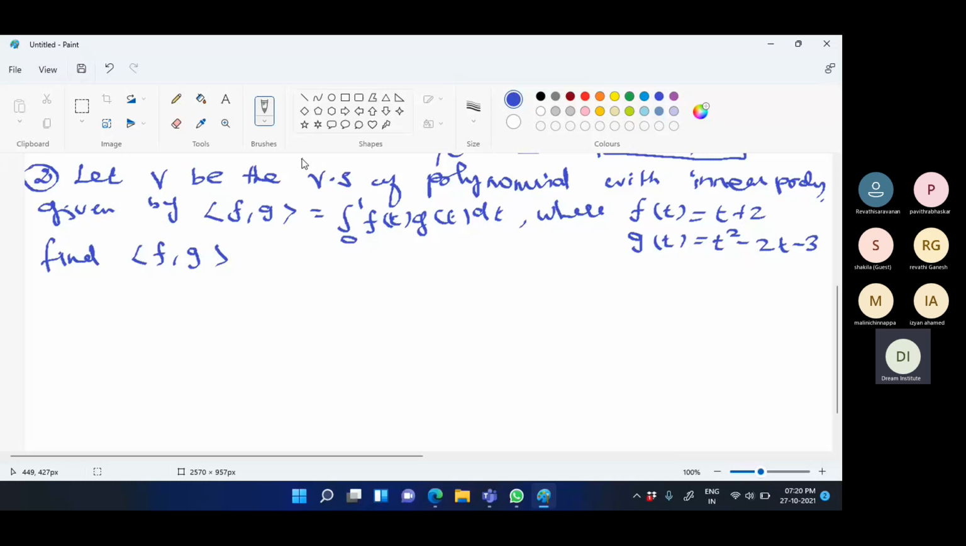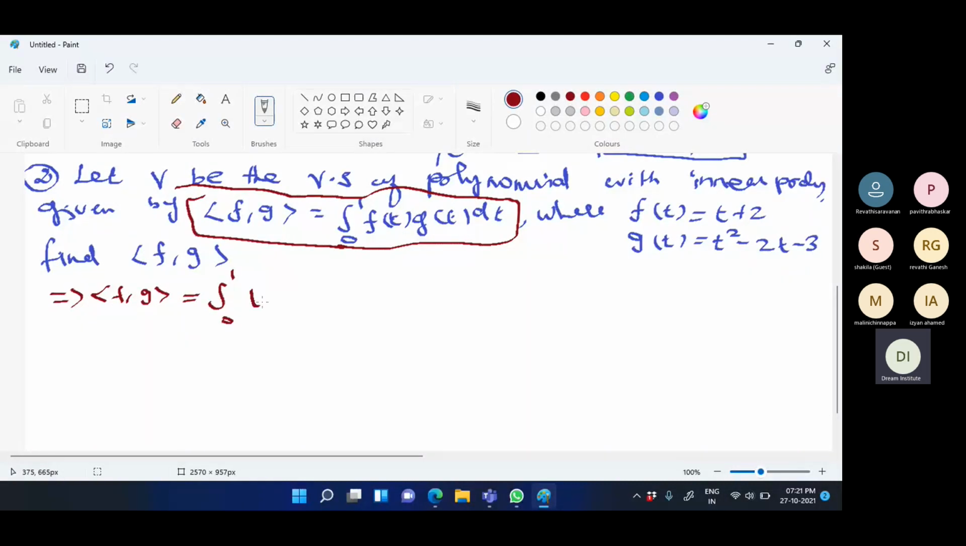Now let us see the answer. Look at what they have defined: the inner product is defined like this, the integral from 0 to 1 of f of t into g of t dt. They have given f of t and g of t also, so we need to find that inner product. Here, f of t is t plus 2, and g of t is t square minus 2t minus 3, into dt.